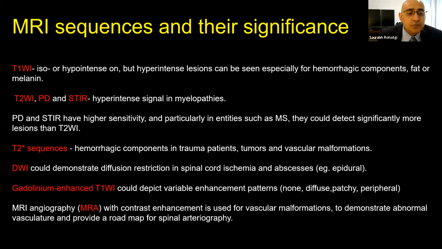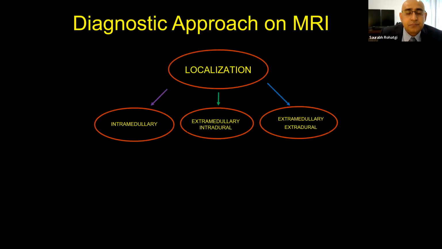Any bleeding in the cord has a poorer prognosis as opposed to just a T2 signal. A diffusion weighted sequence is useful to demonstrate restricted diffusion in cases of spinal cord ischemia and abscesses. And a post-contrast T1 can depict the patterns of enhancement. An MR angiogram is usually reserved for patients who have suspected vascular malformations, to demonstrate abnormal vasculature and to provide a roadmap for spinal arteriography.